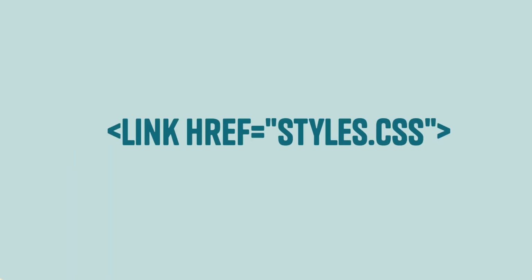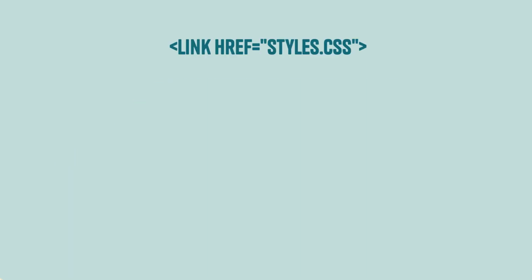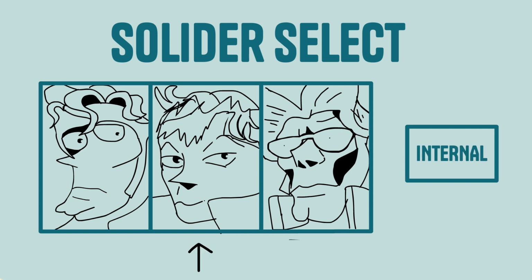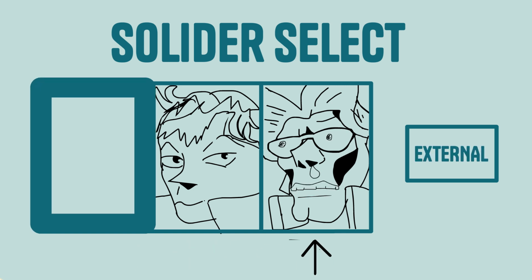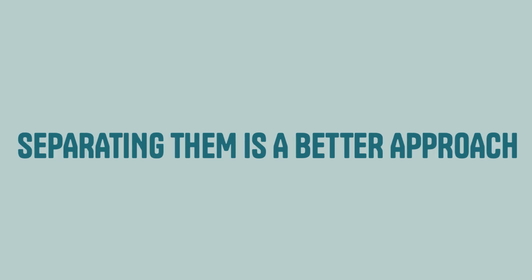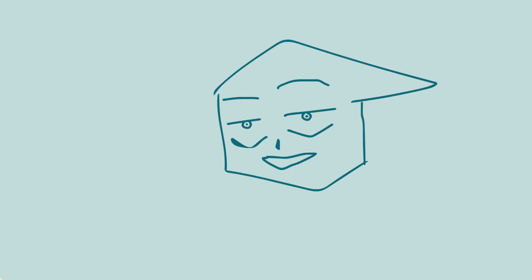By separating the HTML and CSS code, we can code the HTML within the HTML page and the CSS within the CSS page. It is recommended to consistently use external CSS instead of internal CSS because the code can be distracting. Separating them is a better approach. Sometimes even when they are separated, it can still be distracting. And besides, the code looks better when it consists of fewer lines.